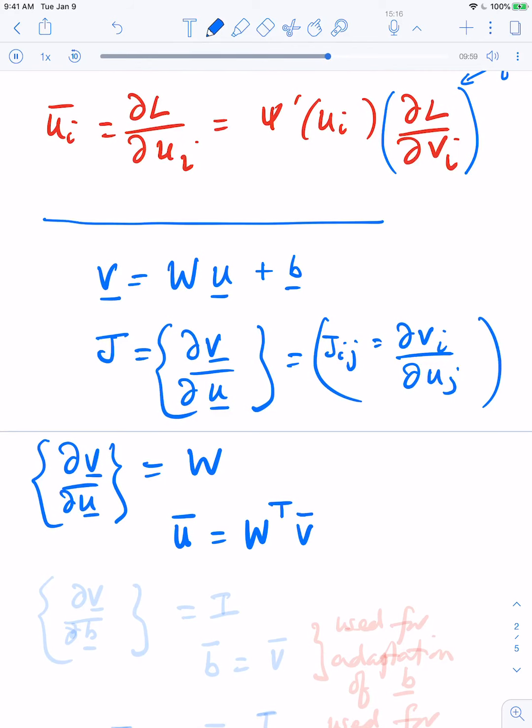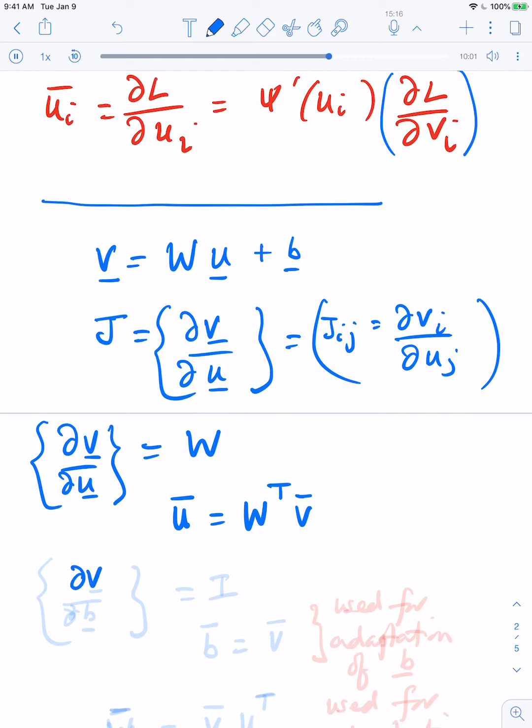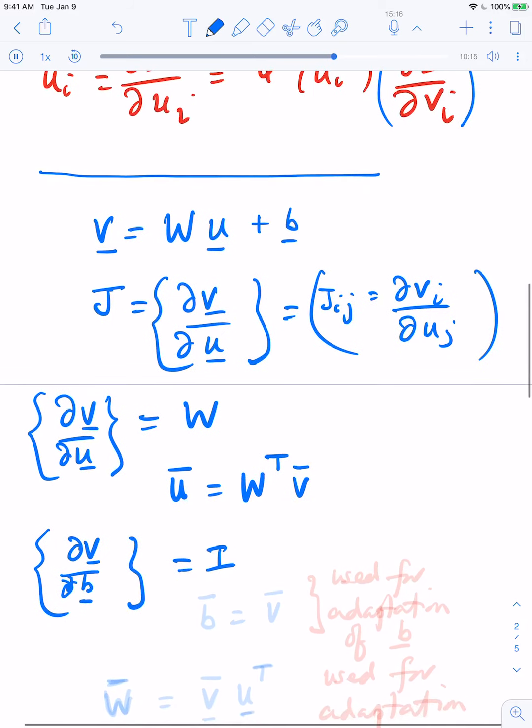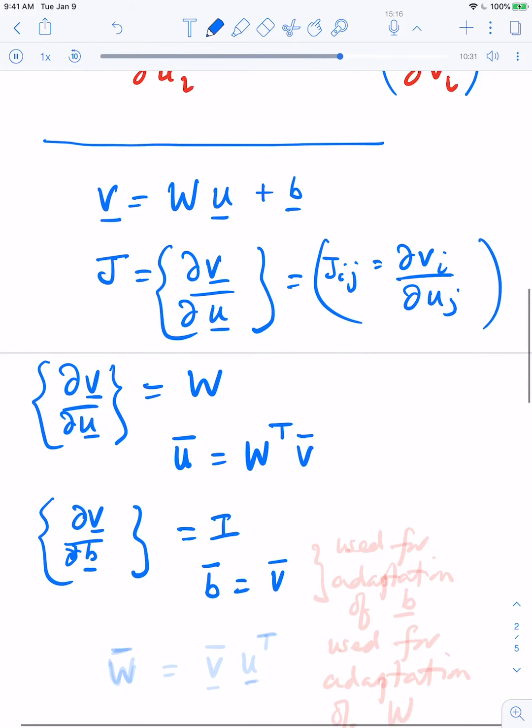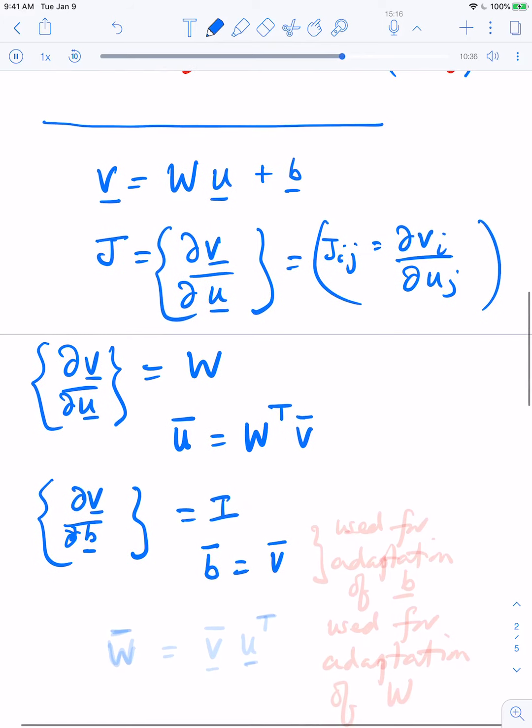Similarly, what about del V by del B, the biases? Well, that is just equal to the identity. You can see that del Vi by del Bi is 1 and del Vi by del Bj for the other guys is 0. So it's just the identity, which means that the gradient with respect to the biases is just equal to the incoming gradients with respect to V, right?